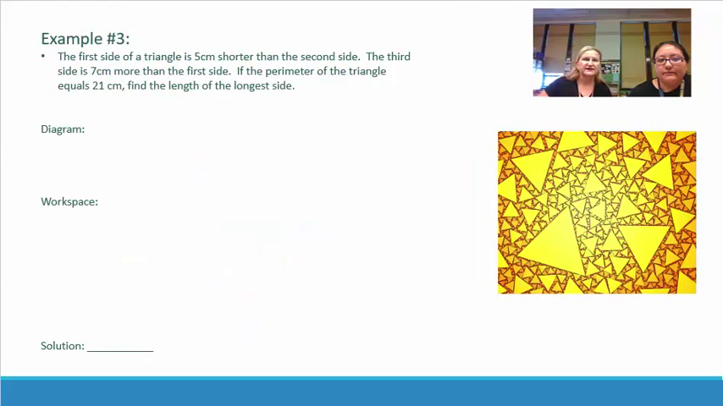Okay, so we got 2 rectangle problems. Let's move on to some triangles. So for the next example, example 3, now we have a triangle.